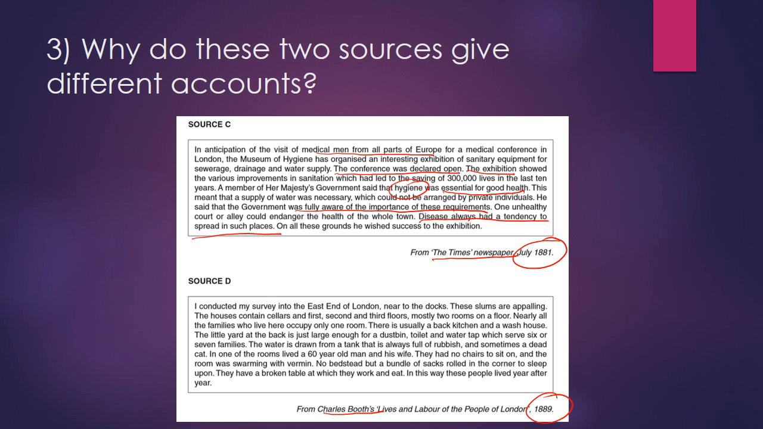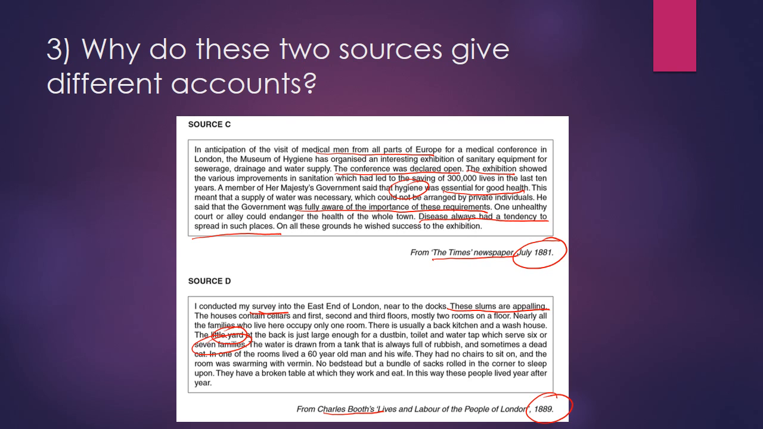So Charles Booth has created a survey, which it says there for you. It's talking about slum conditions being appalling, dustbins, toilets and so on. 7 families living there, little yards, back-to-back housing kind of conditions. Broken table at which to work and eat in this way. These people lived year after year. What's similar about these two? Well, they're both talking about hygiene and disease and talking about the nature of the poor.